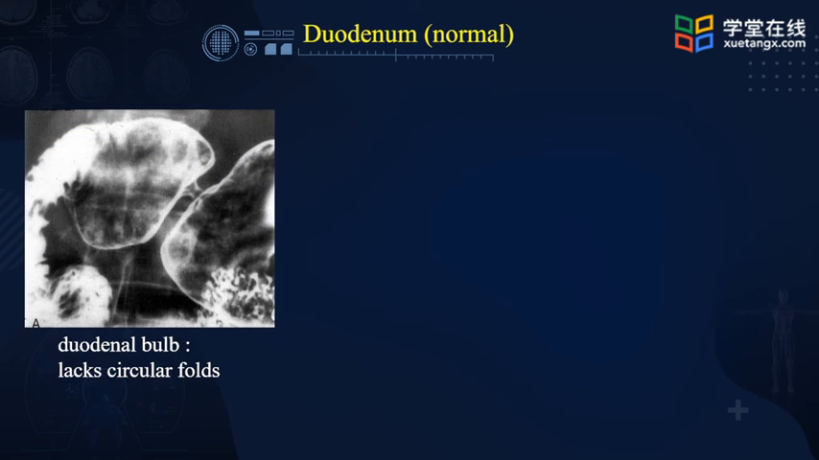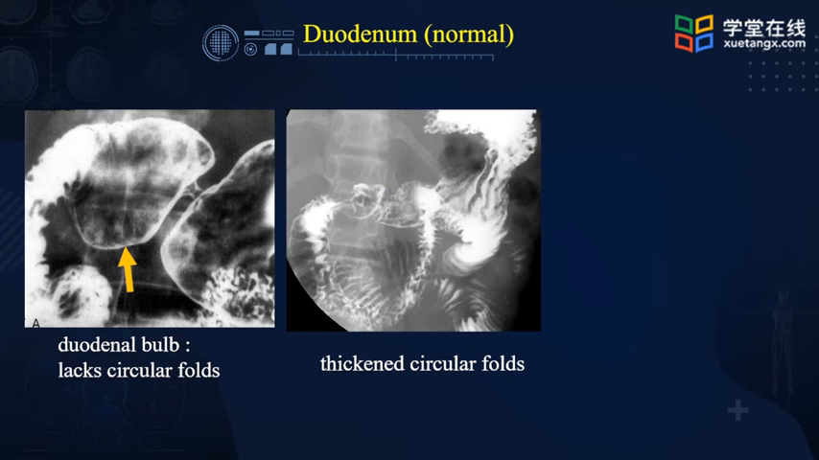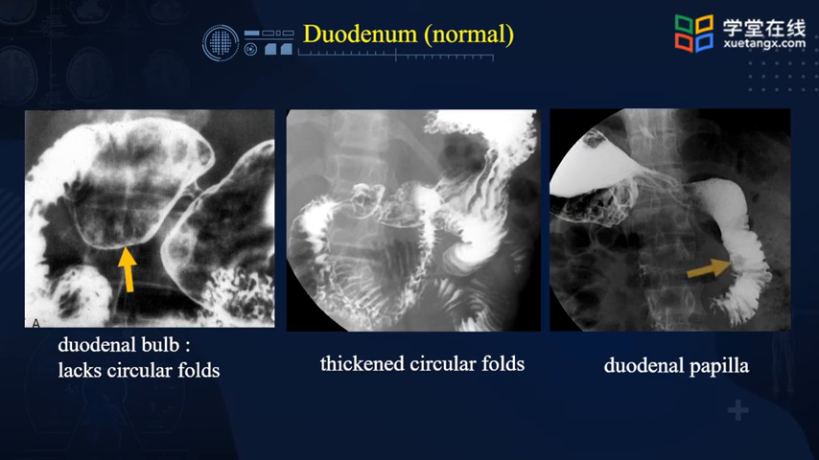Duodenum forms a C-shaped loop around the pancreas. It can be divided into 4 parts. The first part is mobile, with less mucosal fold, and gives an appearance of a duodenal bulb on X-ray, like this on the left. The rest of the duodenum is covered by thickened circular folds. The arrow on the right shows the duodenal papilla, where bile and pancreatic ducts open into. Don't mistake it as an abnormal filling defect.